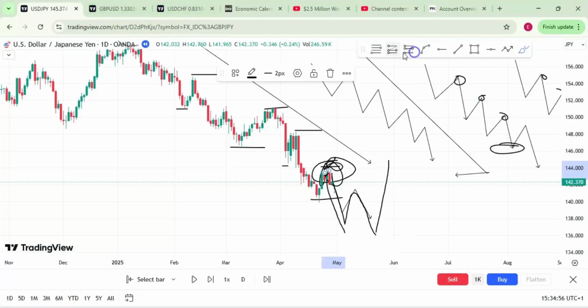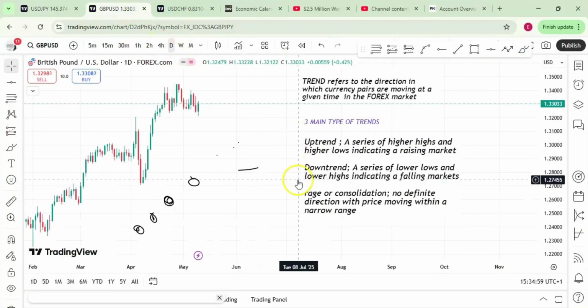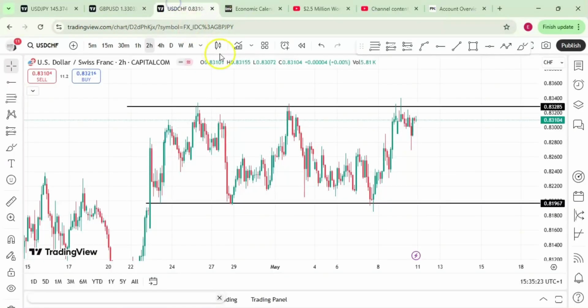Back to what we were saying, a ranging market is a market that has no definite direction, with price moving within a narrow range. Meaning that if you see a market that is ranging, you cannot determine whether the market is in an uptrend or in a downtrend. The market is just going up and coming down in a particular narrow range. For example, let's look at this condition. Basically, looking at this, you cannot really tell where the market is heading, whether it's heading up or downward.